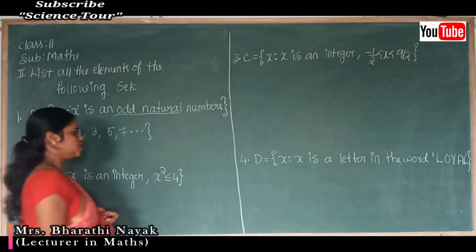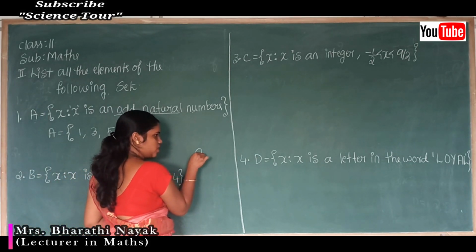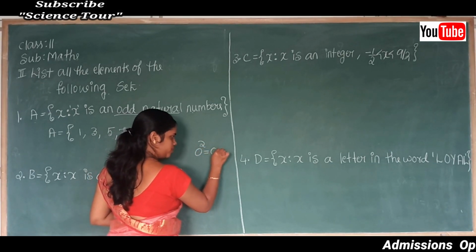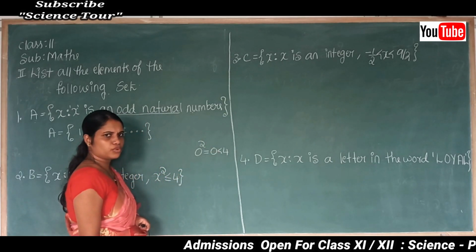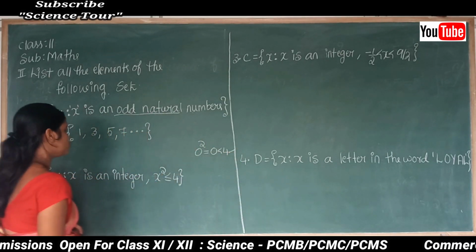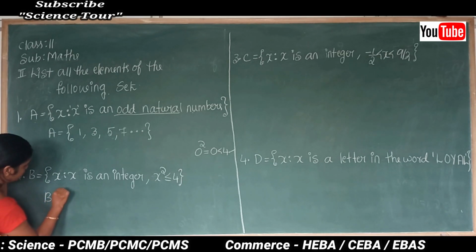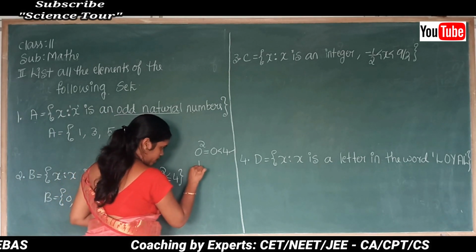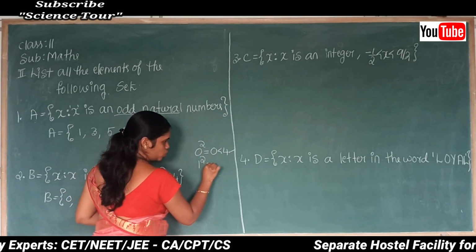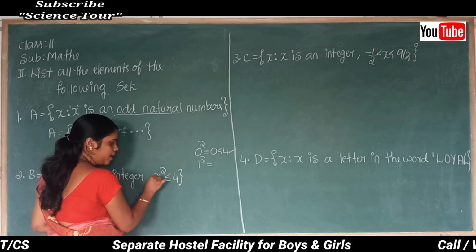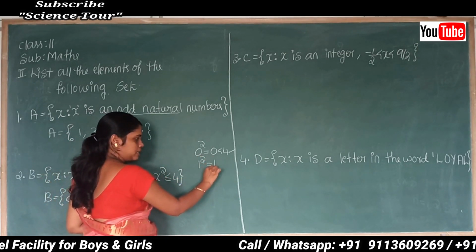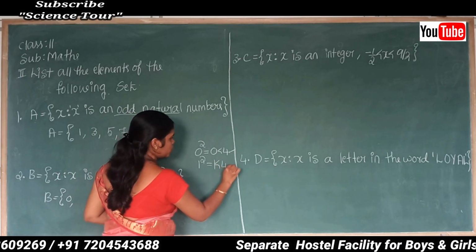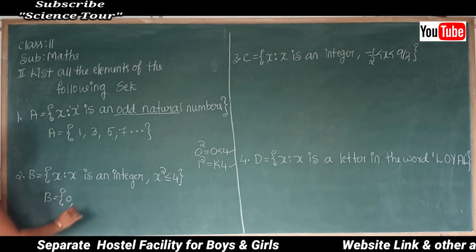So I will consider 0. Is 0 an integer? Yes. So 0 squared equals how much? 0. Obviously 0 is less than 4, isn't it? So therefore I can choose that 0. So B contains 0. Next integer I will consider 1. What is the value of 1 squared? You have to consider the square of a number. 1 squared is nothing but 1. Obviously 1 is less than 4, so therefore we can include that 1.